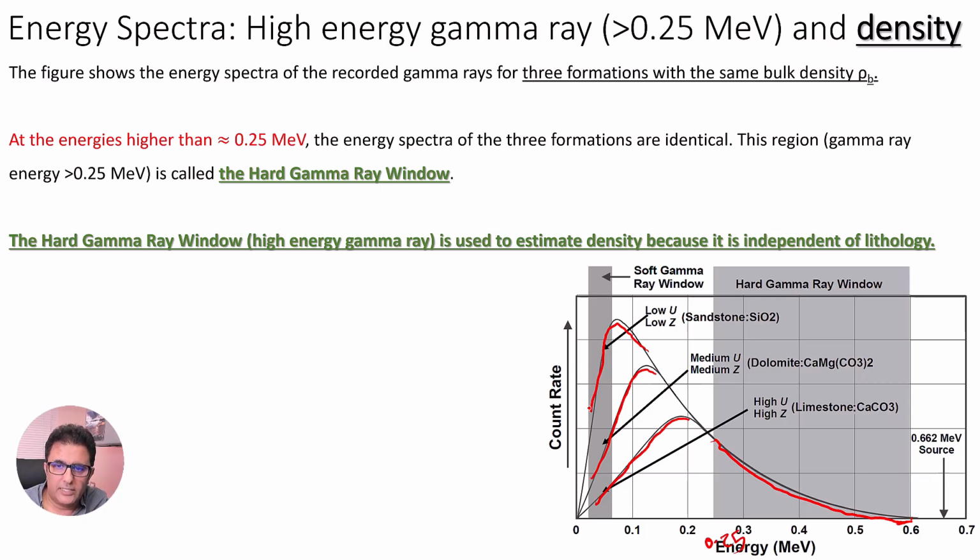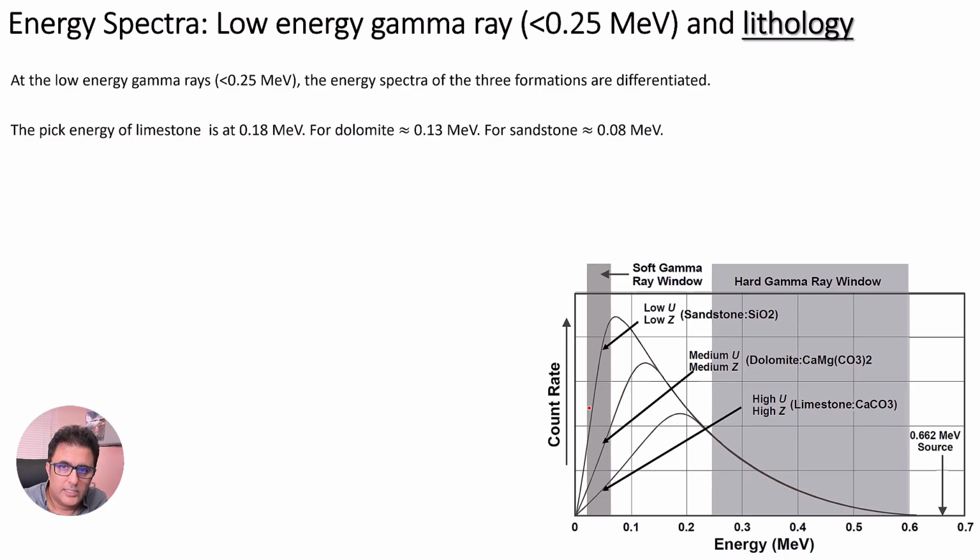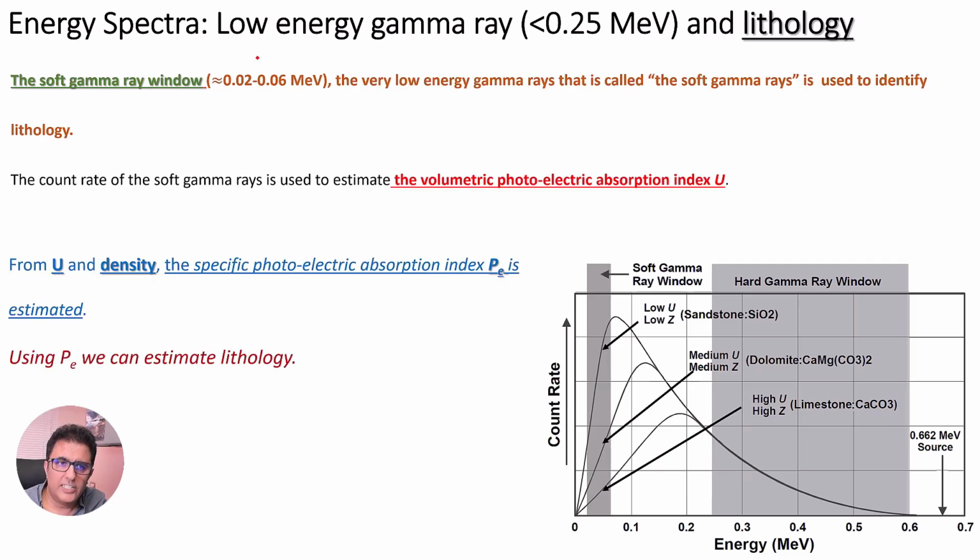So what I mean is we can use the gamma rays whose energies are smaller than 0.25 mega electron volt to identify the lithology, and indeed, this is called the soft gamma ray window. The soft gamma ray window consists of those gamma rays whose energies lie between 0.02 to 0.06 mega electron volt. So we use these low energy gamma rays in order to identify the lithology. How are we able to do that?